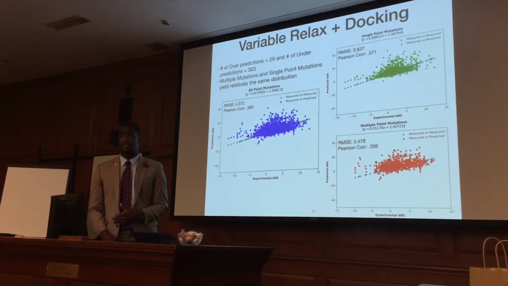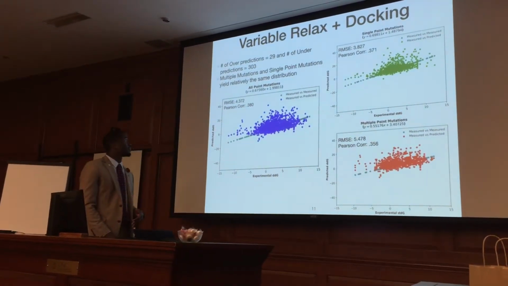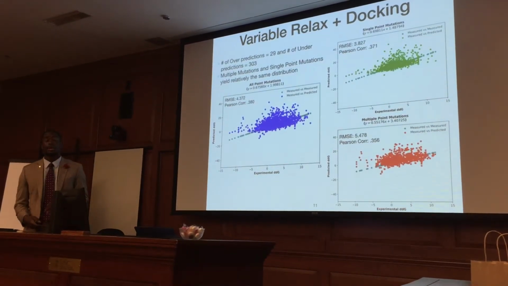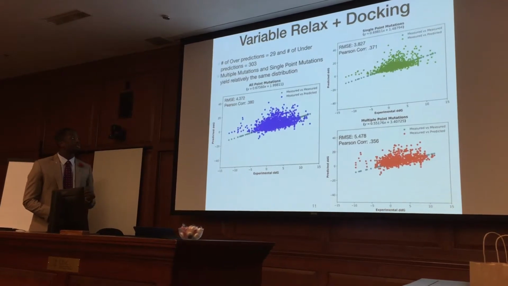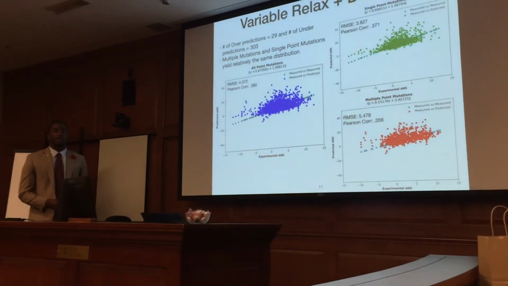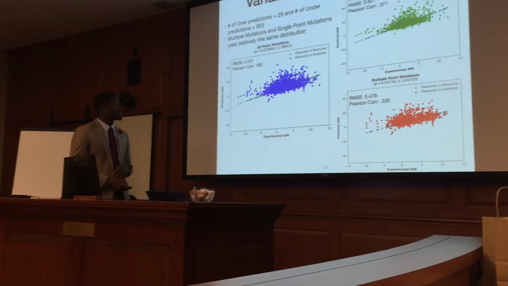As an overall trend for this run, we also saw that there were about 29 over-predictions for the entire data set, whereas there were about 303 under-predictions. So it under-predicted at a higher rate than it over-predicted for all point mutations.